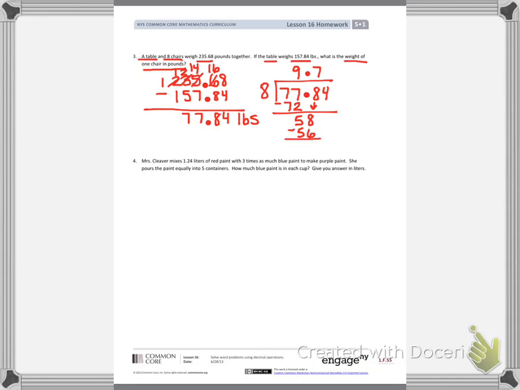And we're going to subtract again. 8 minus 6 is 2, and 5 minus 5 is 0. Go ahead and bring down the 4. And 8 goes into 24 3 times, because 8 times 3 is 24, and it goes in perfectly. So the weight of 1 chair will be 9 and 73 hundredths of a pound.